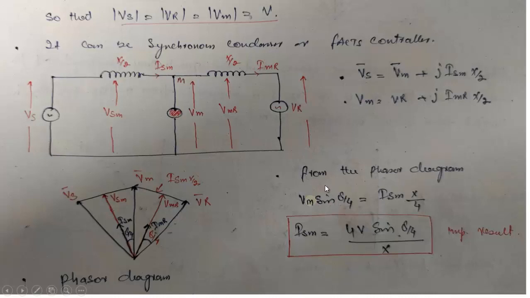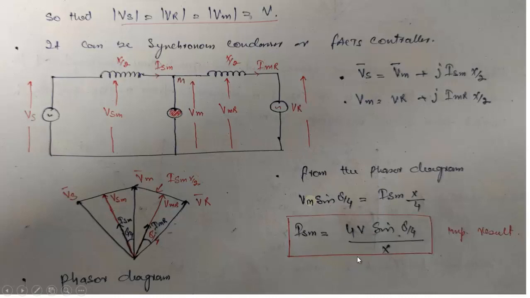From the phasor diagram, let us first find out this Vm sin delta by 4. That is Vm sin delta by 4 will be this much, that means half of this voltage drop. That half of this voltage drop will be equal to ISM into x by 4. So actually, the total voltage drop is ISM into x by 2. The half of this will be ISM into x by 4. This voltage drop should have been IMR into x by 2. So taking ISM from here, it will be equal to 4V sin of delta by 4 divided by x.